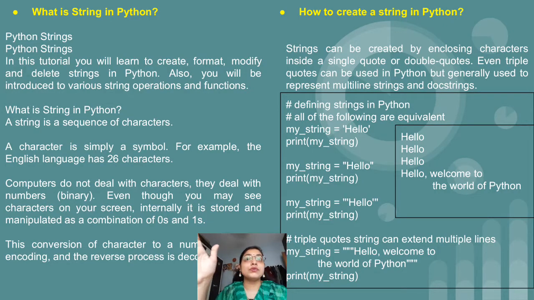In this tutorial we are going to learn about creating, formatting, modifying, deleting string in Python, how we will perform such operations. So basically, what is string in Python? String is a sequence of characters. Character is simply a symbol. For example, the English language has 26 characters. So the same characters we are going to use inside of the string.